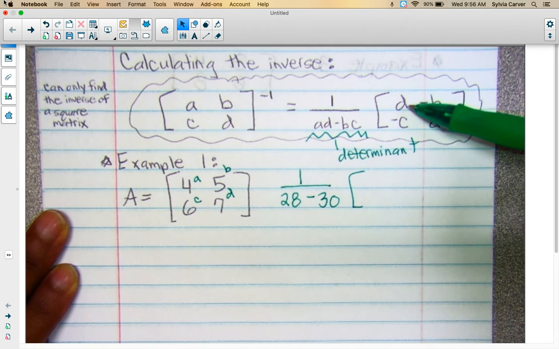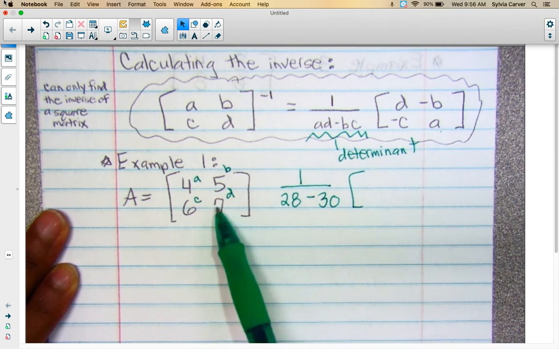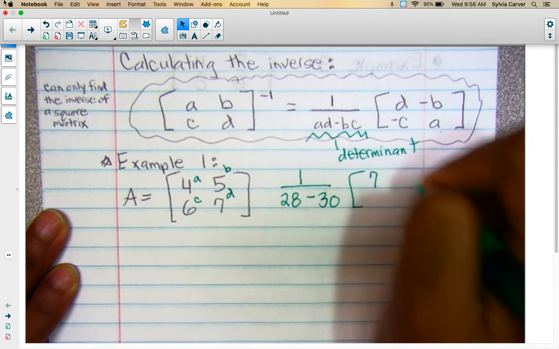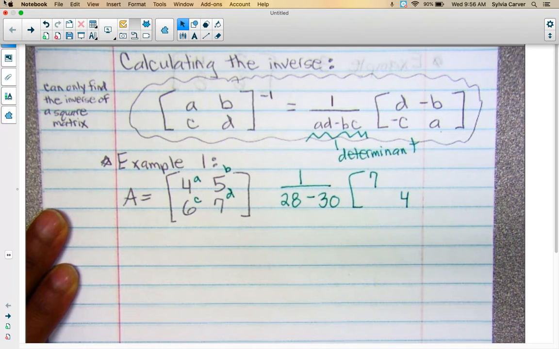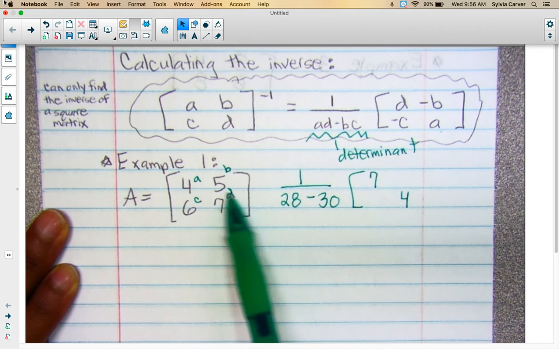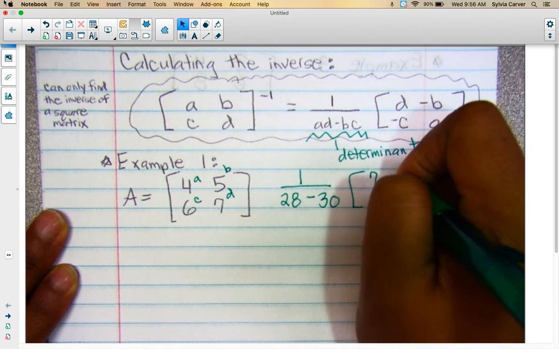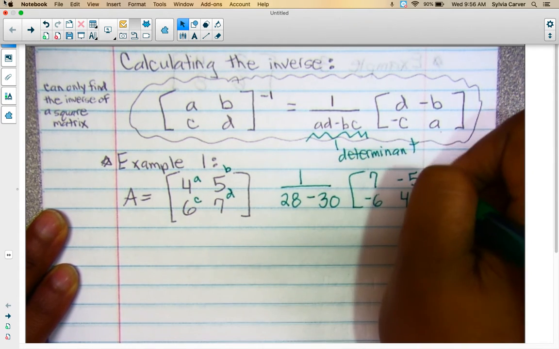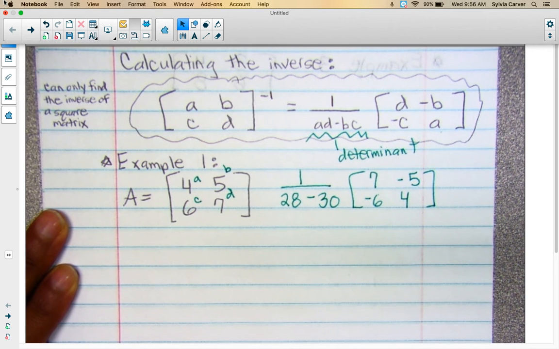Now it says to switch the positions of your D and A. So you flip-flop these. So 7 would go here and 4 goes here. So you just switch them. And then we take the opposite of these two numbers. So it was a positive 5. It's now negative. It was a positive 6. It's now negative. Now we go through and we simplify, and that'll give us our inverse.